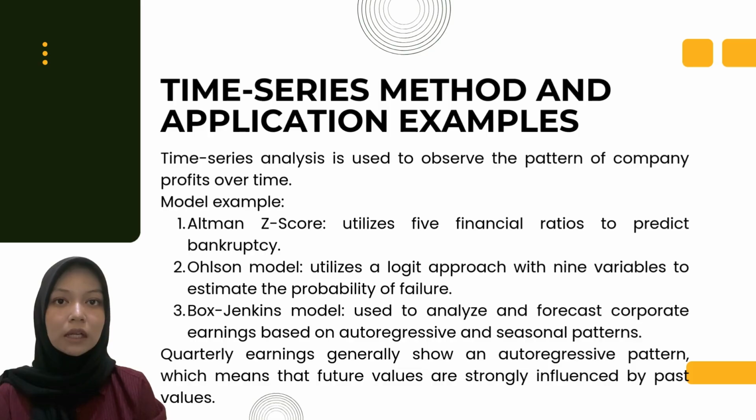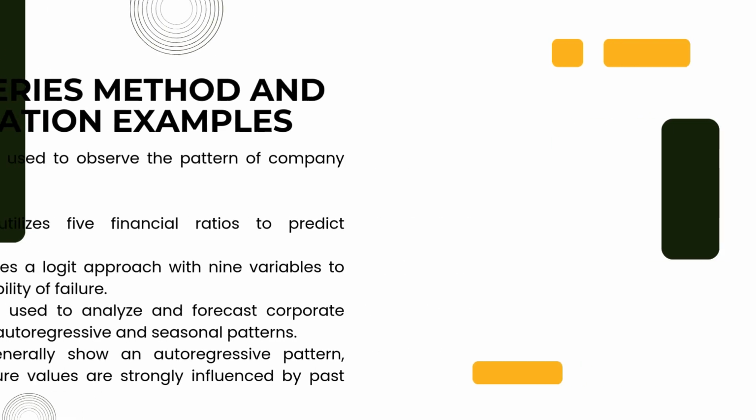Meanwhile, the Box-Jenkins model focuses more on statistical analysis and is used to forecast corporate earnings based on autoregressive and seasonal patterns. Interestingly, a company's quarterly earnings generally exhibit an autoregressive pattern, which means that future earnings values are strongly influenced by previous values. In other words, the past becomes an important indicator of future financial conditions, and time series analysis becomes a very useful tool in supporting managerial and investment decisions.